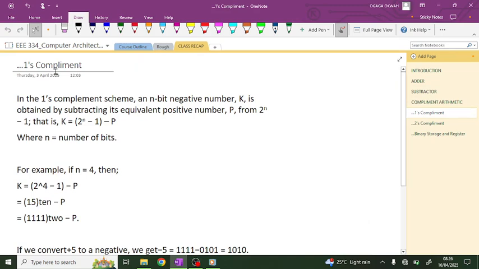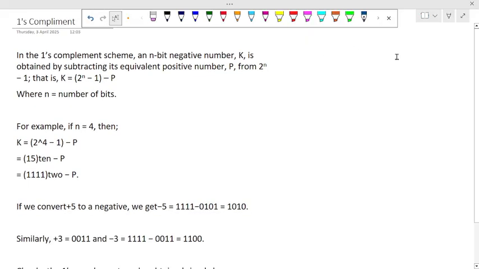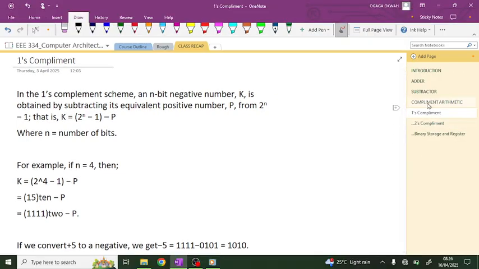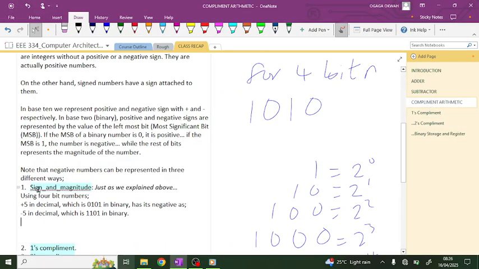And in this video we'll deal with 1's complement. So we've said something about it in the previous video, I will just continue from here. Please watch the previous video, it's super linked to this one. So in 1's complement scheme, an n-bit negative number k is obtained by subtracting its equivalent positive number p from 2 raised to the power n minus 1. This is what we mean here, and we said, look at this in the previous video.